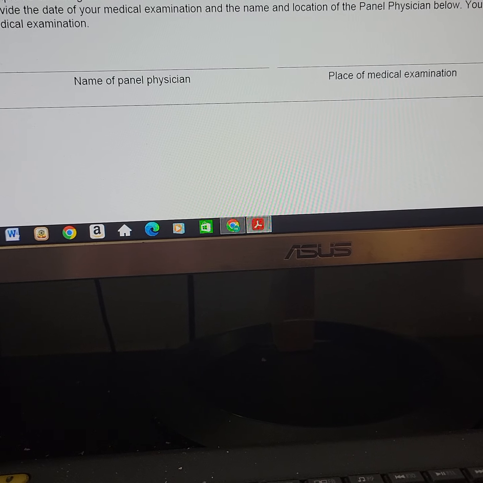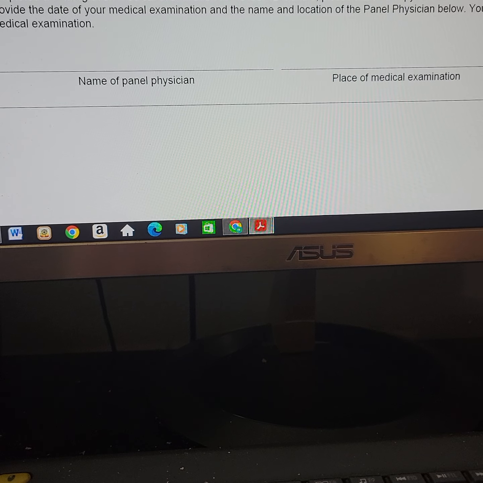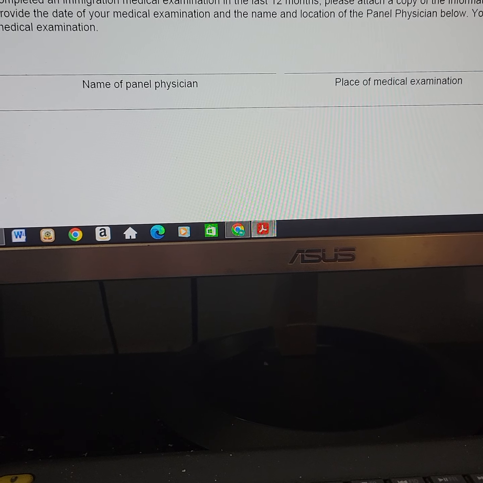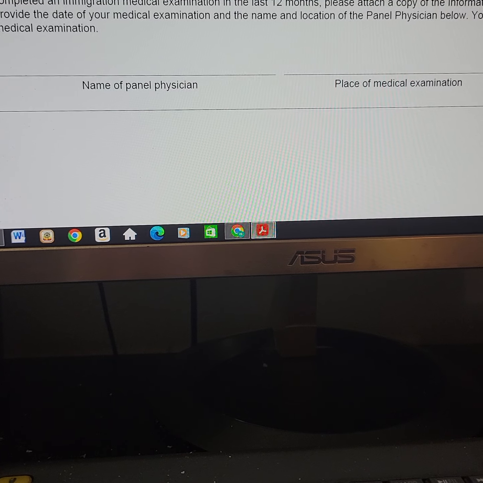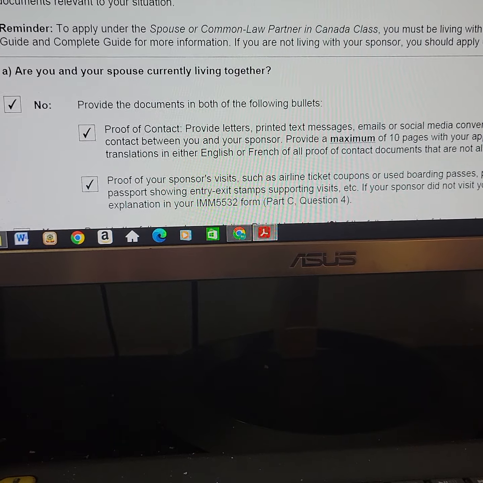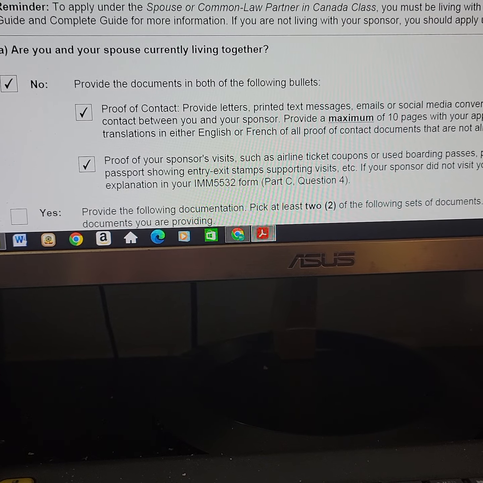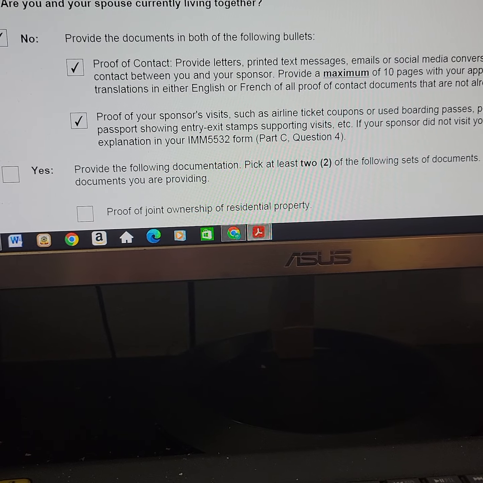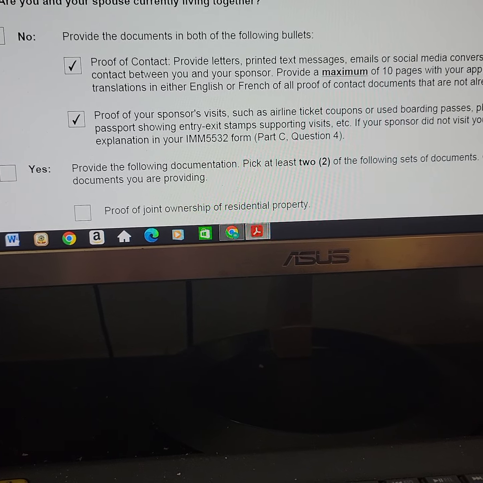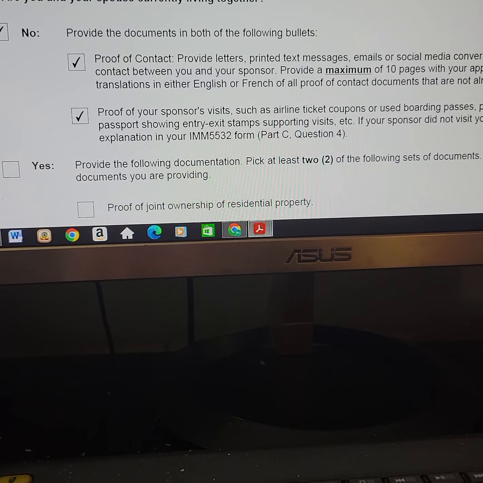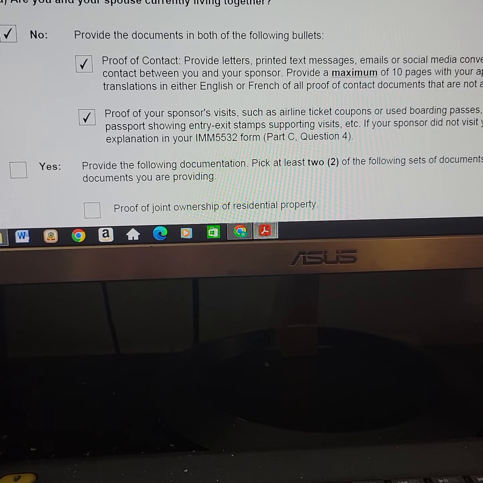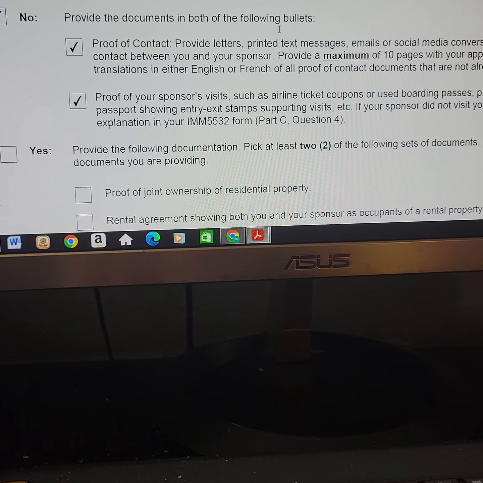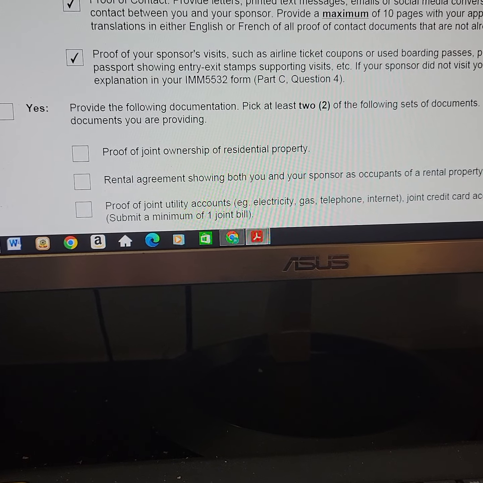Medical examination: you will not do this right now, principal applicant. This will be done later, so you write NA beside the box. Proof of relationship to sponsor: this is again for the principal applicant. They need to do this, which I don't even know why they are asking them to do this. Provide the documents in both following bullets, so read all these.